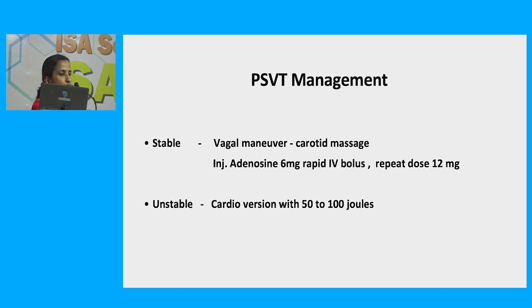What you said is correct. You look at whether it is a stable or unstable patient. If it is a stable patient, you can try vagal maneuvers by carotid massage, and pharmacologically you can give adenosine. How do you give adenosine? It should be given rapid IV, followed by an IV saline bolus, saline flush. The initial bolus is 6 mg, followed by 12 mg. Unstable, you go for cardioversion.